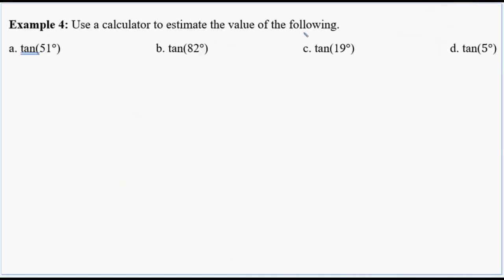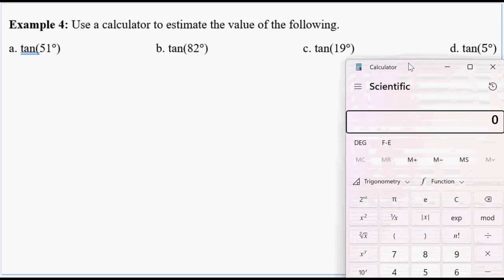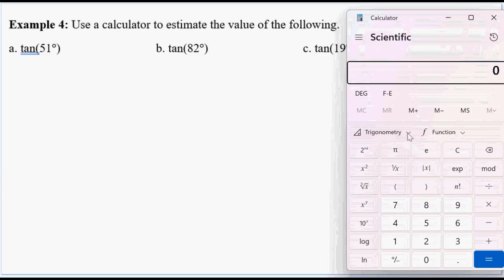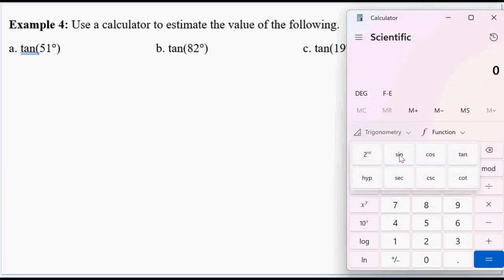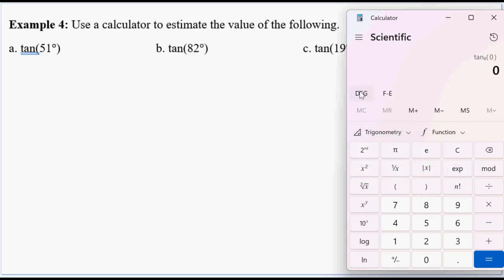Now in example 4, just a little calculator work. Use a calculator to estimate the value of the following. I have a calculator right here, and I'm going to go into the trig setting, and here is my tangent button, tan. We're going to make sure we're in degree mode here. If I click it, it turns to another angle measure, radian. We want to make sure we're in degree.